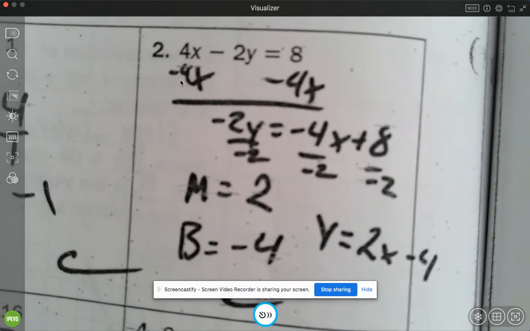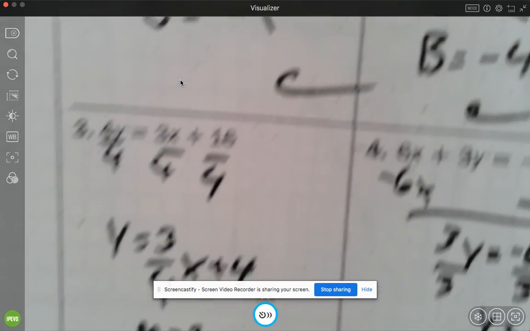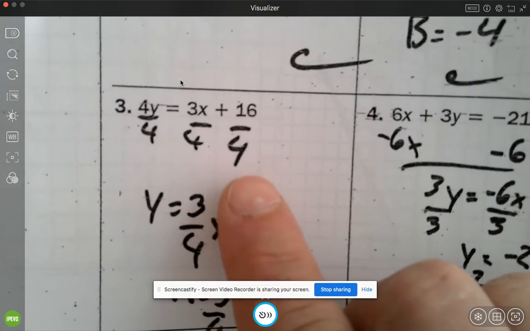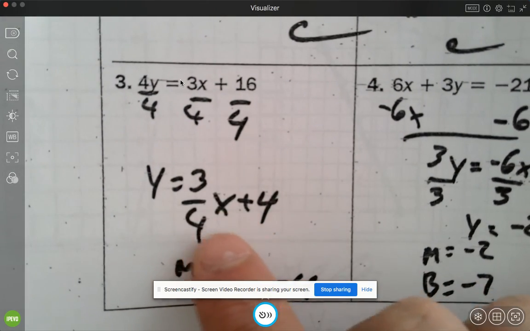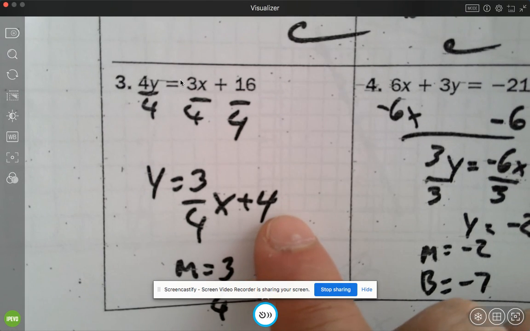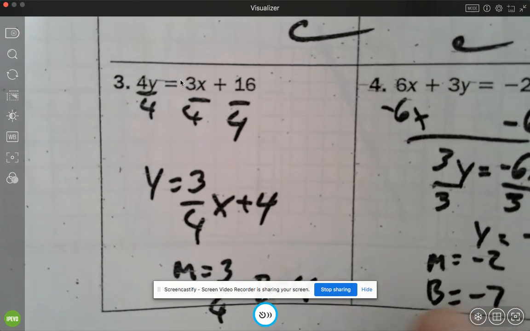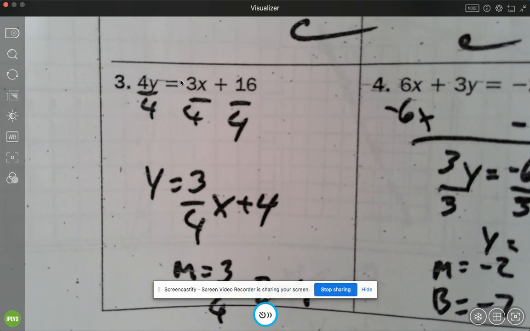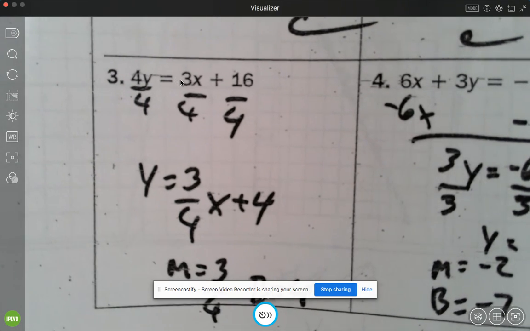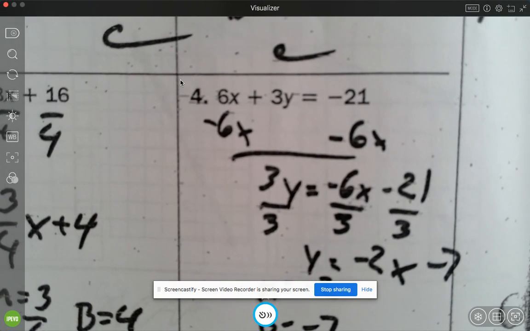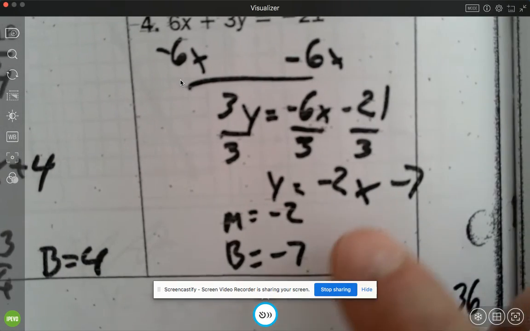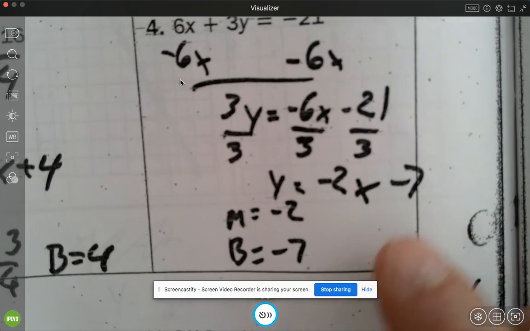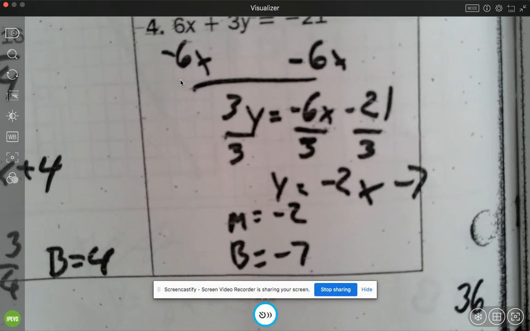Number 3, this was so close to slope-intercept form. You just had to divide everything by 4, and now you get a fractional slope of 3/4 and a y-intercept of 4. So there's your answer there. The last one took 2 steps to put into slope-intercept form. You subtract 6x on both sides, divide everything by 3. There's your equation in slope-intercept form. So your slope was -2 and your y-intercept was -7.